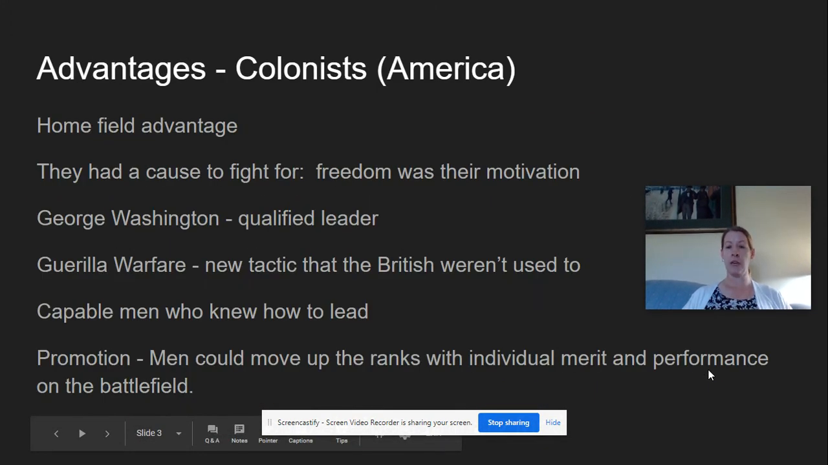So, looking right now at the advantages and disadvantages. First of all, for the colonists, as far as their advantages, they had the home field advantage. They had a cause to fight for. The freedom that they would get would be their motivation. George Washington was a qualified leader. Guerrilla warfare, new tactics that the British weren't used to. They had capable men who knew how to lead. And promotion, the men could move up the ranks with individual merit and performance on the battlefield.